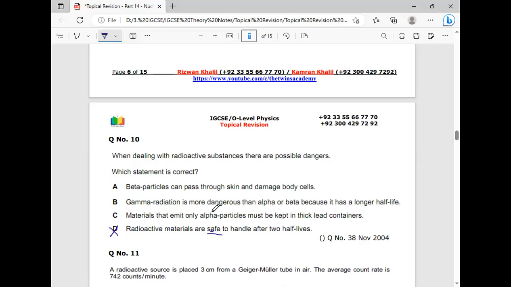Materials that emit only alpha particles must be kept in thick lead containers. All radioactive materials should be kept in thick lead containers. Gamma radiation is more dangerous than alpha or beta because it has a longer half-life. So no way. A longer half-life doesn't mean that these radiations are more dangerous. Alpha, beta, and gamma, all of these are dangerous. Now option A, obviously option A is left. Beta particles can pass through skin and damage body cells. Alpha particles can be stopped by skin. Please keep this in mind.